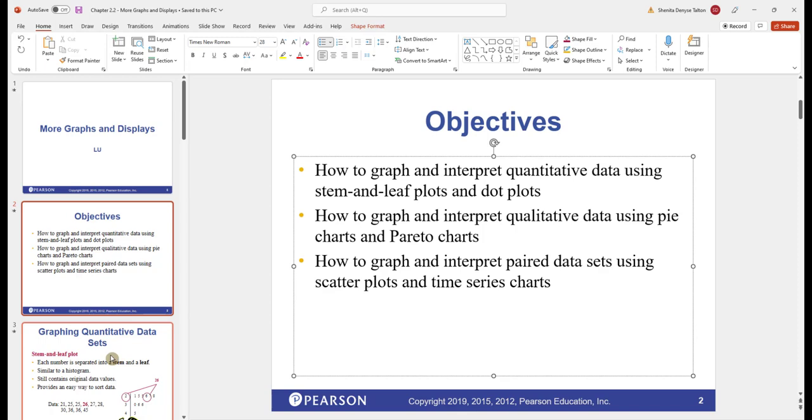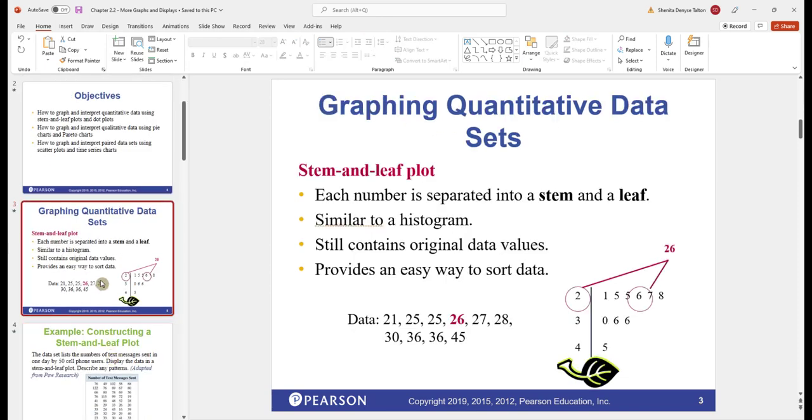these graphs here. So a stem and leaf plot is where each number is separated into a stem and a leaf. And it looks similar to a histogram. It still contains your original data values and provides an easy way to sort your data. So let's look at this small data set, and we can divide this up into a stem and leaf. So the stem in this case will be 2 for the 26, and the leaf will be 6.